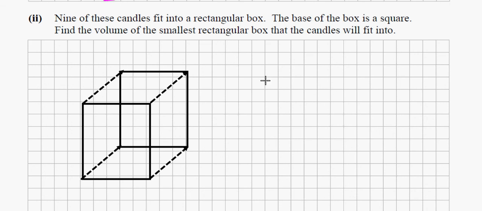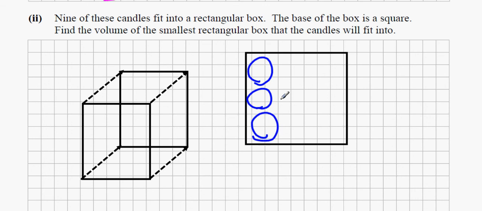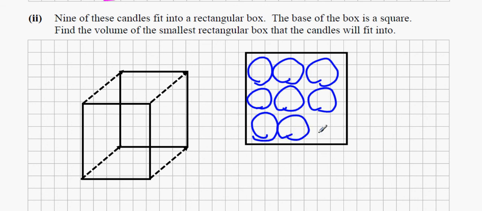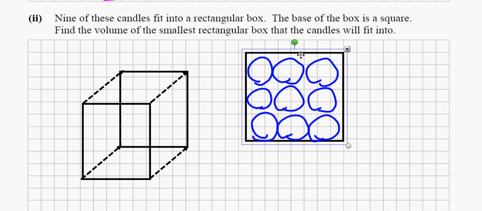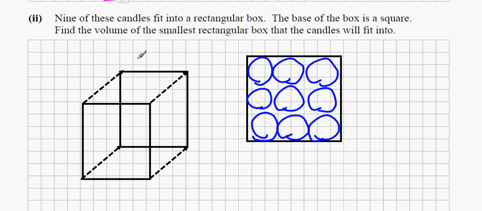So 9 of these candles will fit into a rectangular box. What I'm thinking is if we were to draw out the square bottom, like so, and it has to be a square, 9 of these candles have to fit in. So it has to be 9 circles. 1, 2, 3, 4, 5, 6, and so on. That's 9 circles right there packed in together. If I make this container just that bit smaller, so it barely fits the 9 candles, then it has to be 12 centimeters tall. The full thing has to be 12 centimeters tall.